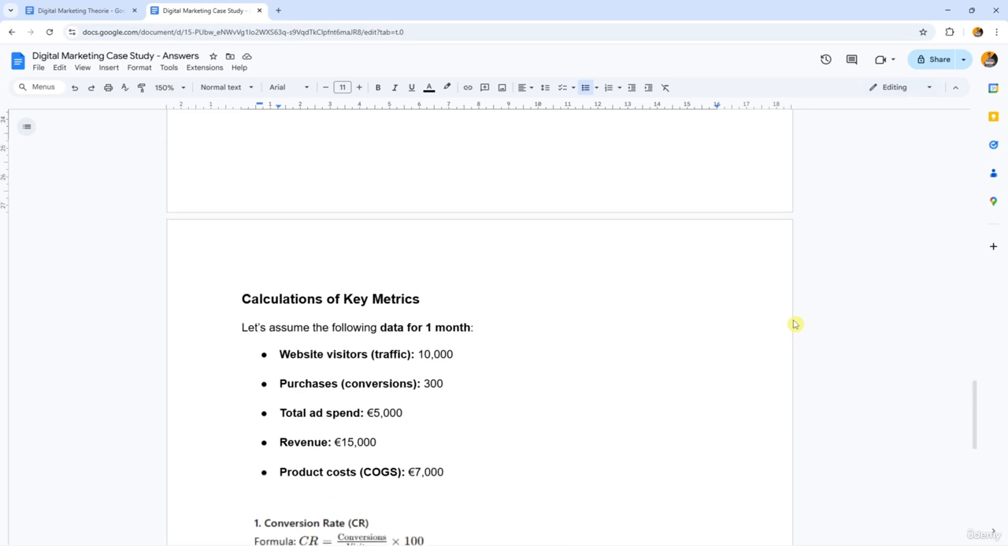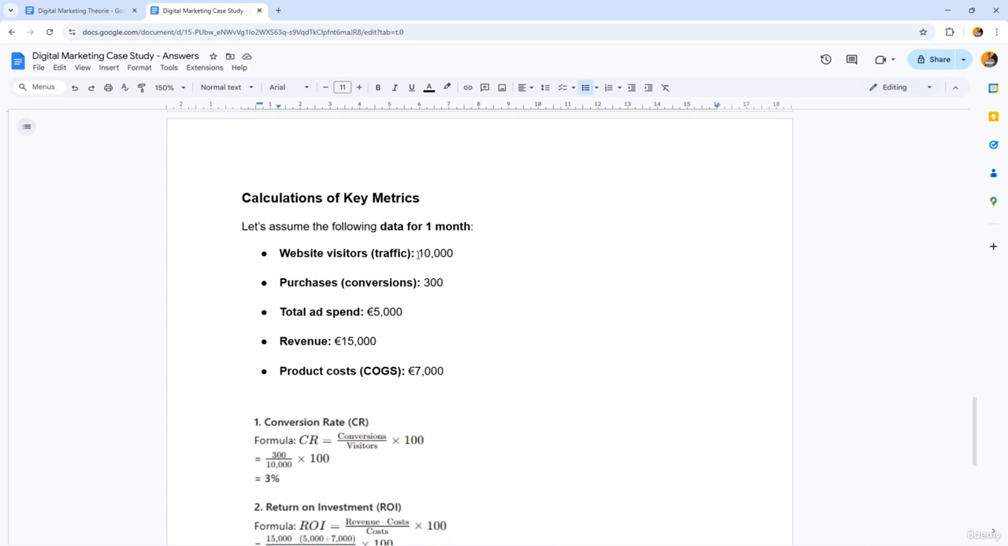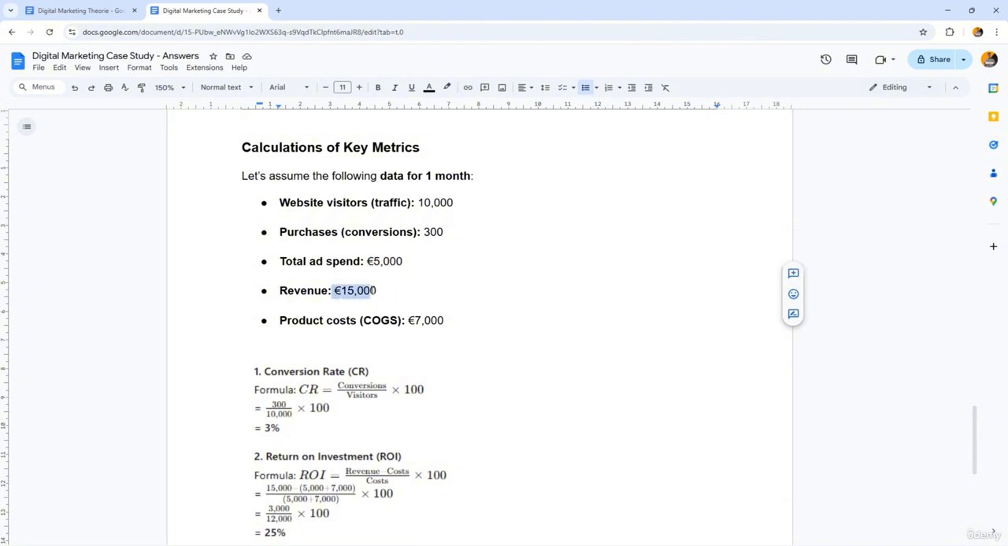Okay, and now we also have the last bit of this case study, which is about the calculations of the key metrics. So I gave you some numbers for 1 month of our web shop: website visitors, 10,000, 300 purchases, 5,000 euros spent for advertising, revenue of 15,000, and product costs of 7,000. So this is what our product cost in getting them, producing them, shipping them, everything together.